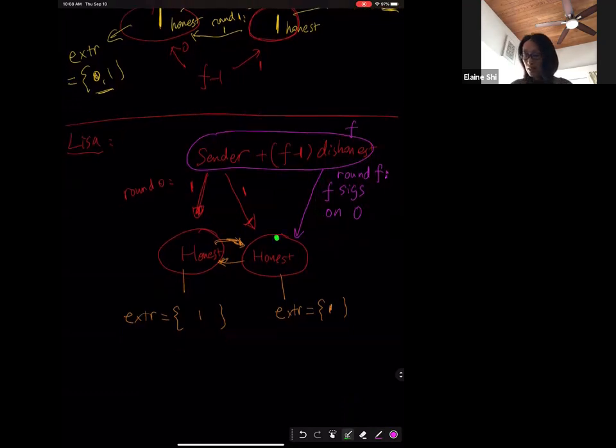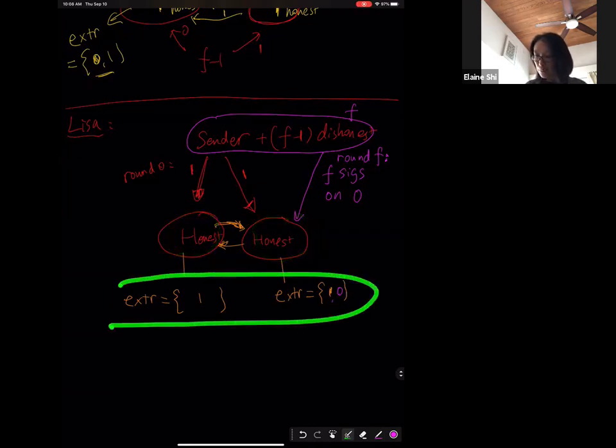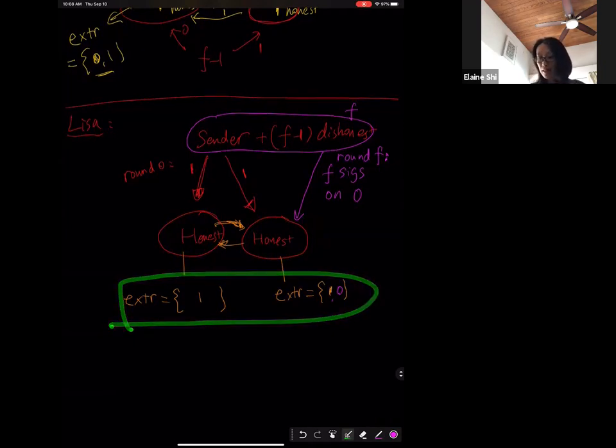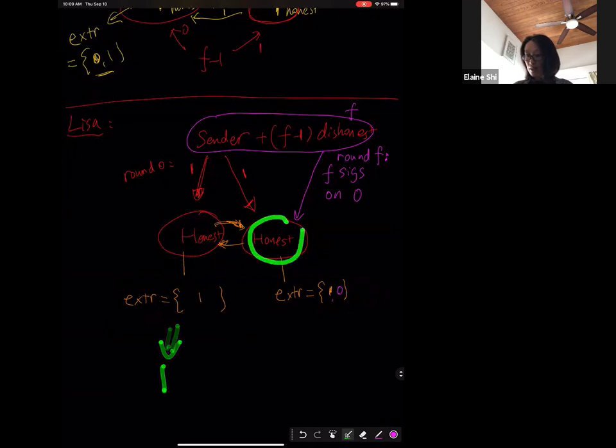So what this group of honest nodes will do is that in round F, they will also add 0 to their extracted set. But now the issue is the protocol ends here. There's no time for these people to tell the people on the left that they have added 0. So if you make a decision at this point, you can see that the honest nodes will be inconsistent. These people have 1 in their extracted set, so they'll output 1. However, the people on the right have both bits in their extracted set, and therefore they'll output the canonical bit 0.